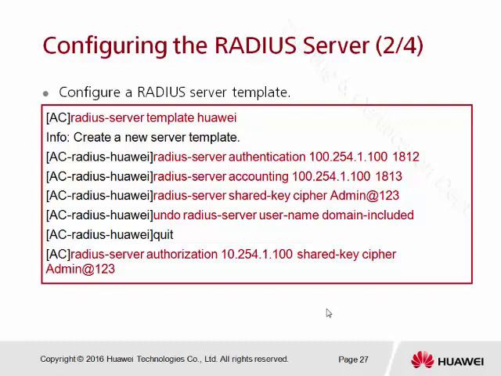Then followed by the command undo radius server username domain include. Okay, next, on the system view, we use the command radius server authorization. So when I want to pair with the radius server, I also need to allow the radius server to pair with my current AC. That means as long as the server belongs to 10.254.1.100 with the shared key being cipher Admin@123, it will be allowed.